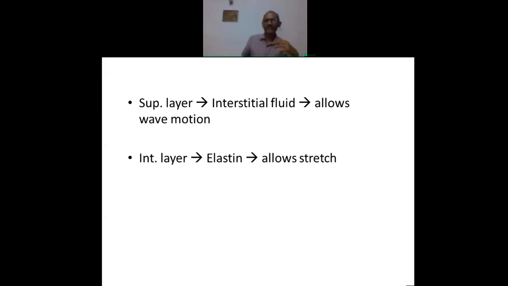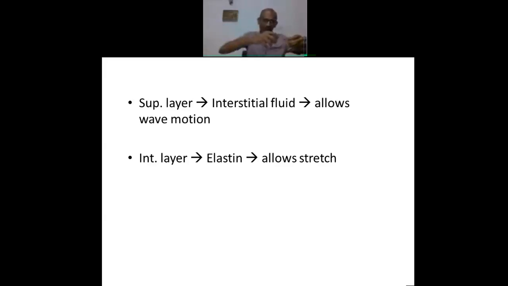The next is the intermediate layer, which has elastin, which allows stretch. So you can imagine the cord-like structure now as a rubber band. Stretch it. Usually what would happen if something is stretched and there is something on the stretched thing, it would become still or stiff. But because there is interstitial fluid between the two layers, in the superficial layer, the wave motion continues happening even when the layer is stretched.